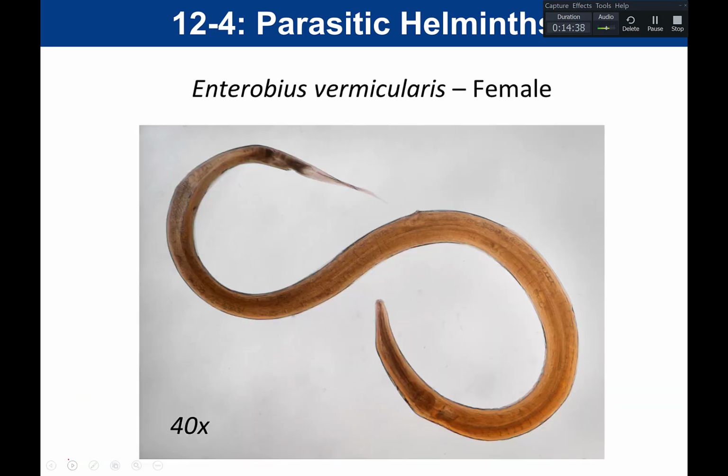So what we've provided for you is some images from the specimens that you would have seen in the lab so that you can see what our slides would look like. This slide is using 40x total magnification. This is our Enterobius vermicularis female. Notice that she doesn't have a curlicue. Her tail is going to be pointed, whereas the male would have a little tiny curlicue. But this is not the male. This is the female. She has a pointed end.